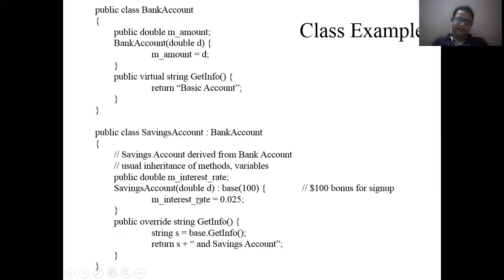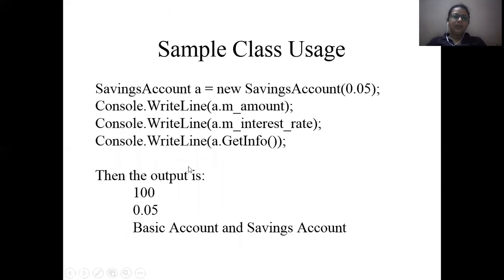Public double m_interestRate. SavingAccount(double d) : base(d), m_interestRate is equal to 0.025. Public override string GetInfo(): string s is equal to base.GetInfo(), return s plus "and saving account". The sample class uses SavingAccount a is equal to new SavingAccount(100, 0.05), Console.WriteLine(a.m_amount), Console.WriteLine(a.interestRate), Console.WriteLine(a.GetInfo()).